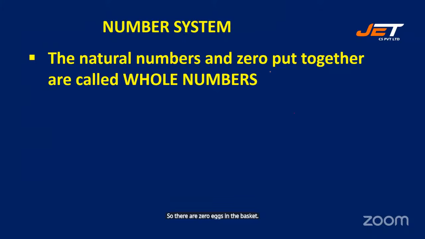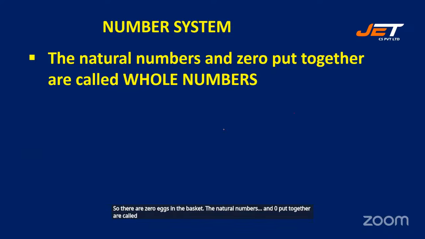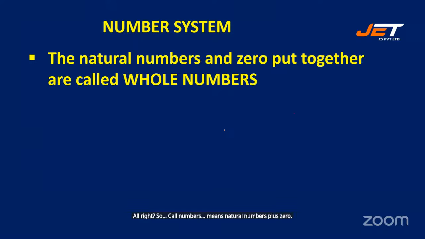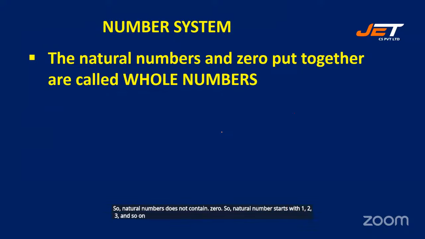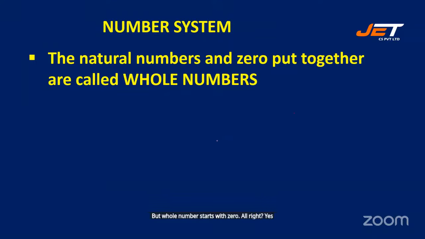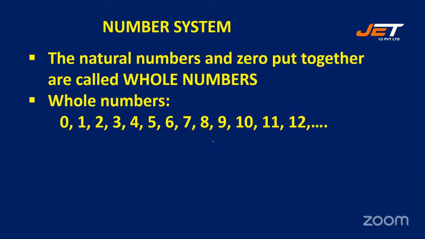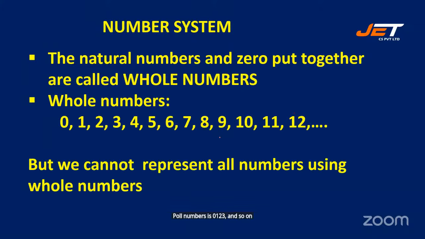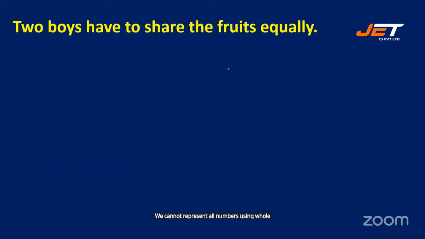The natural numbers and 0 put together are called whole numbers. So whole numbers means natural numbers plus 0. Natural numbers do not contain 0. Natural numbers start with 1, 2, 3 and so on till infinity. But whole numbers start with 0. Whole numbers are 0, 1, 2, 3 and so on till infinity. But we cannot represent all numbers using whole numbers.